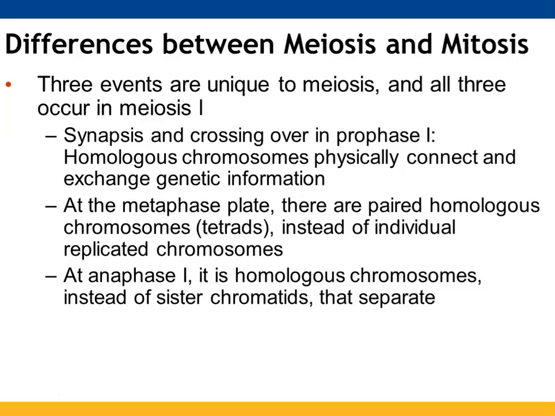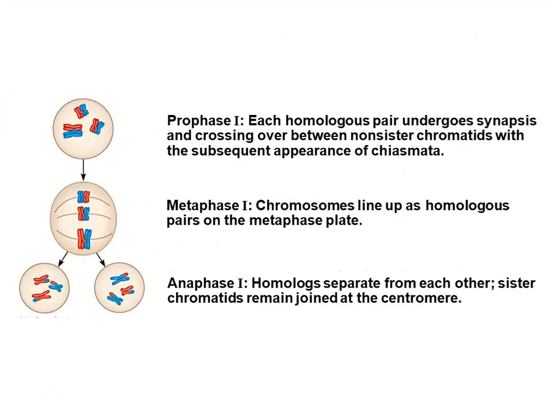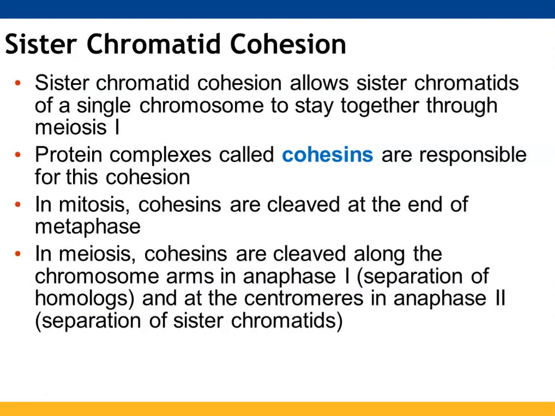So things that are unique to meiosis are all basically going to occur in meiosis one, the synapsis and the crossing over. In metaphase, having the paired homologs split apart rather than having the sister chromatids split apart, and then anaphase, that actual splitting. So in metaphase they are lining up on the midplate, in anaphase they are splitting up. All right, and so that's showing you that visual of what's happening that's different from mitosis.